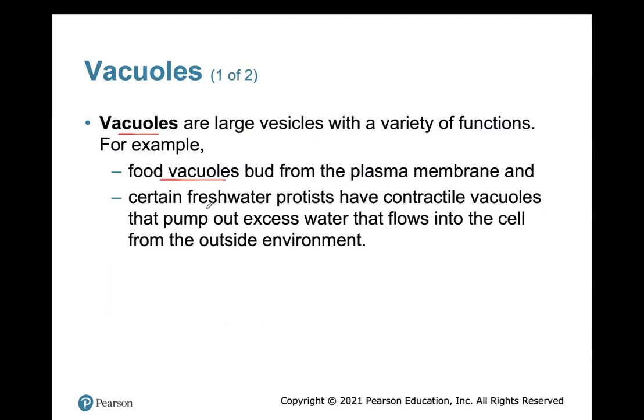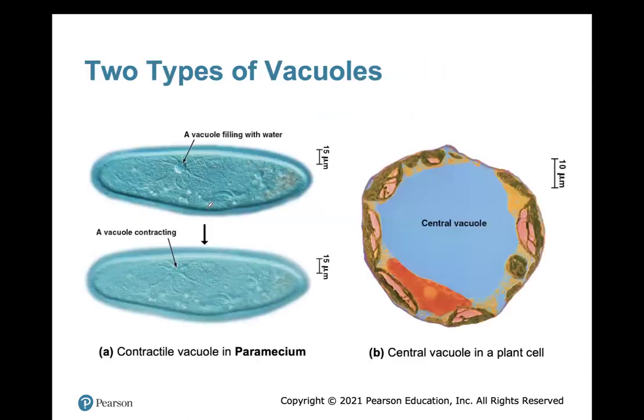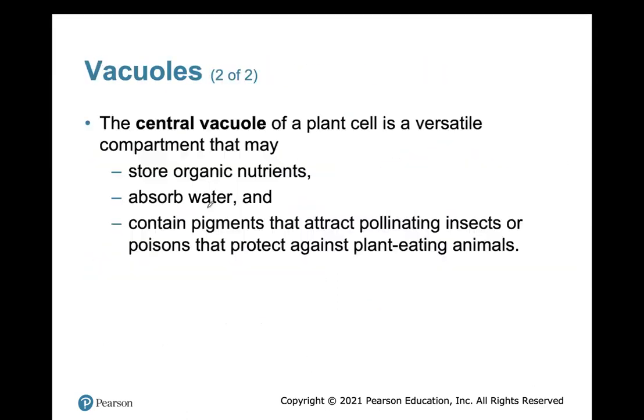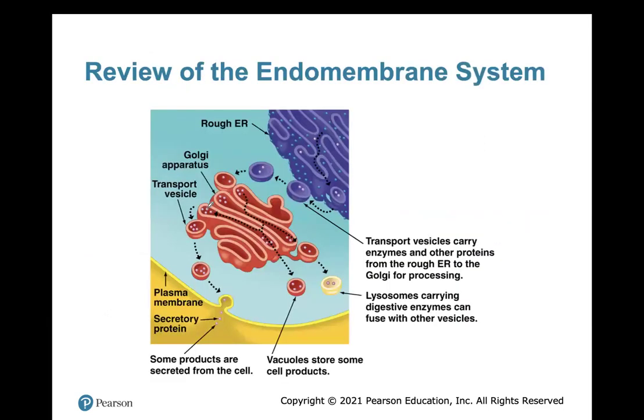Vacuoles are large vesicles. Food vacuoles will bud from the plasma membrane, and certain freshwater protists have contractile vacuoles that pump out excess water that flows into the cell from the outside environment. You can see these two types of vacuoles as shown there. All right, this is a little review of your endomembrane system.